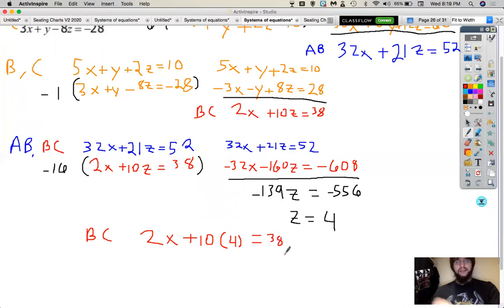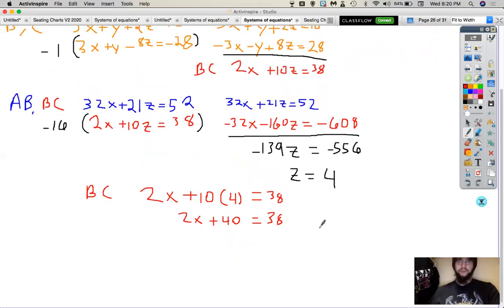Okay, now you can type that in the calculator and solve it, or you can just do it by hand. This is not terrible at all. I'm going to do it by hand. So I did 10 times 4 is 40. Subtract 40 from both sides. I get 2x is negative 2. x is negative 1. Okay, I've got z, I've got x.